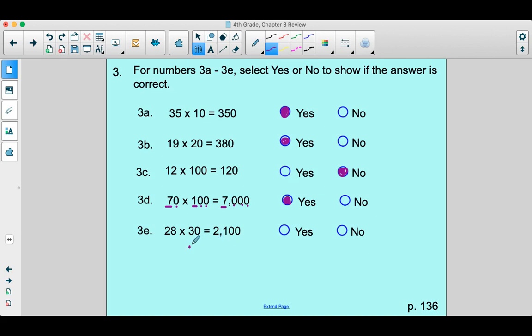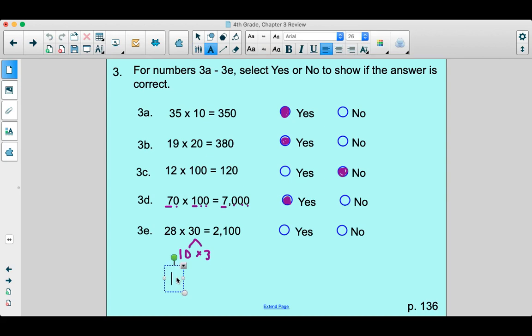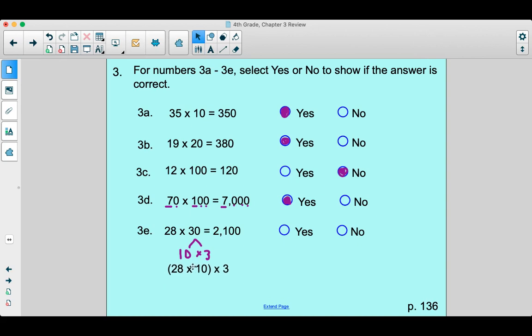I think what I would do is separate this out into a 10 times 3 for myself. You get to do whatever you want. This is what I'm thinking. And then I'm going to do, I think I'll do 28 times 10. I'll do that part first. I'll put it in parentheses just to help guide my eyeballs. Plus, or actually I could just do times 3. Okay, I kind of like that. All right, so that's what I'm going to do to see if it actually equals 2,100.